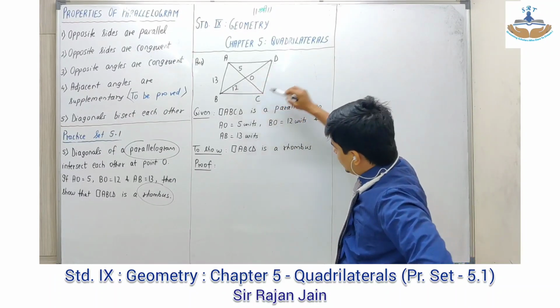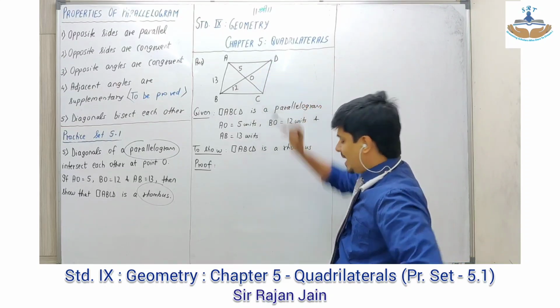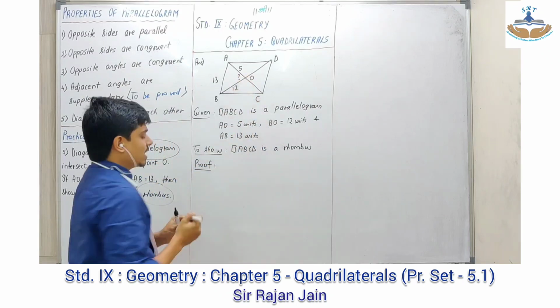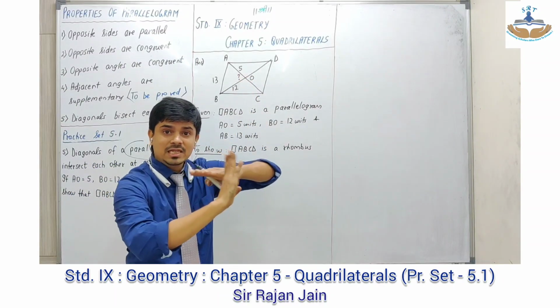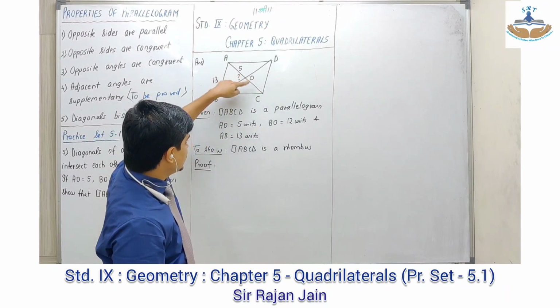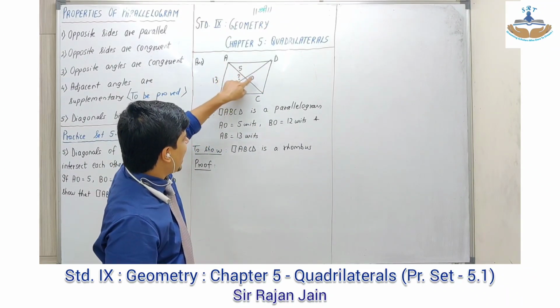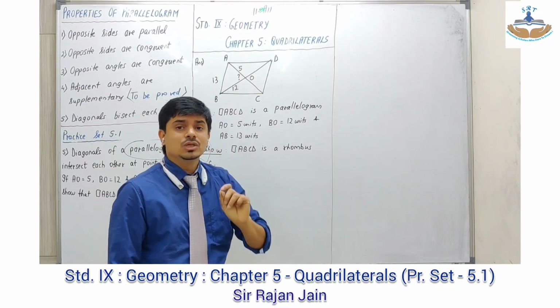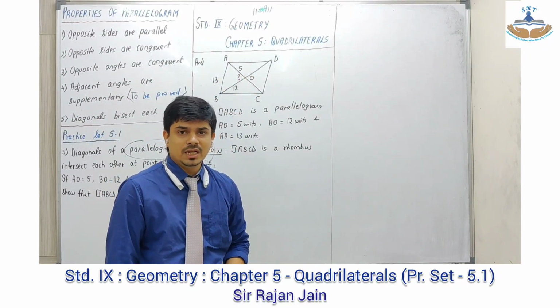ये मेरा parallelogram दिया हुआ है. My job or my target is to prove that this angle is right angle. Diagonals are perpendicular to each other का मतलब क्या? That at the point of intersection ये चारों एंगल में से कौन सा भी एक एंगल, if it is 90 degree, you can say that diagonals are perpendicular to each other.